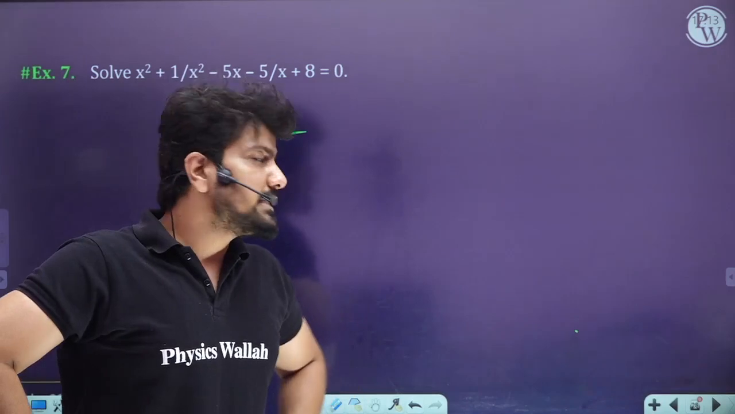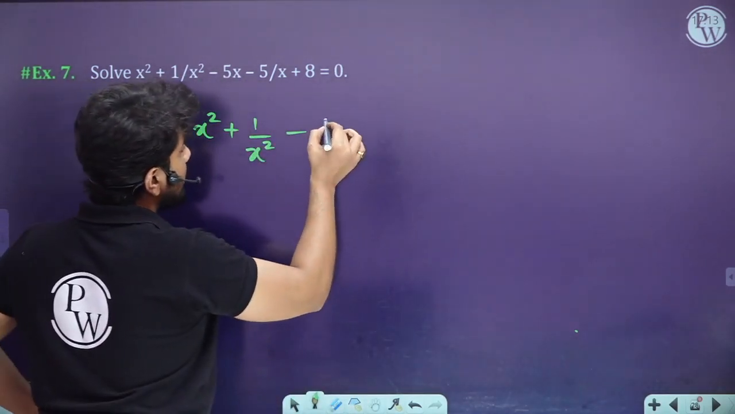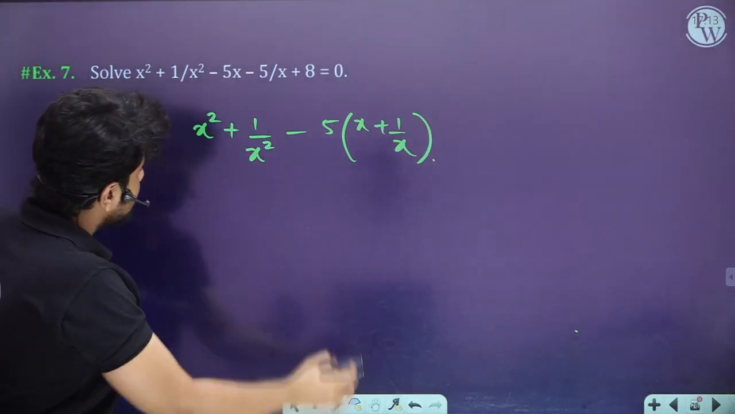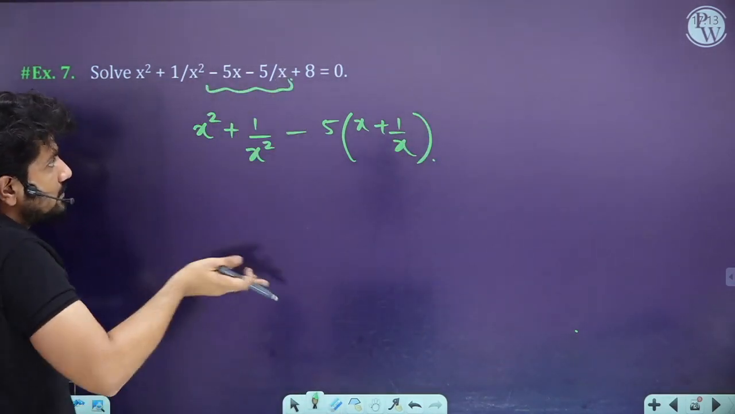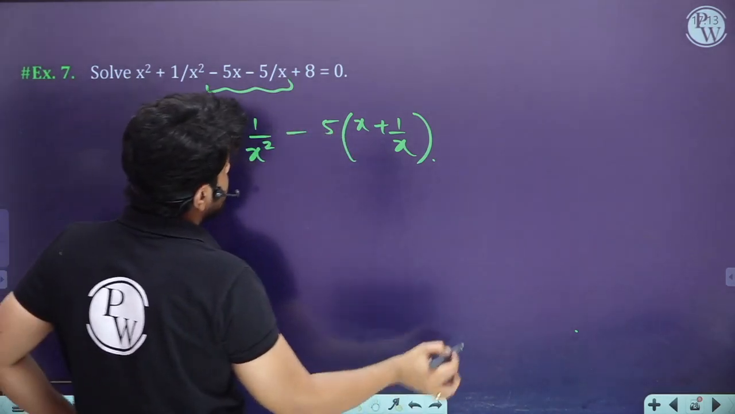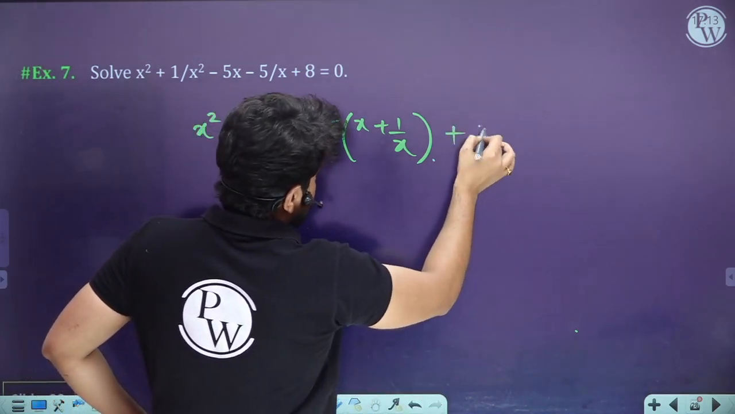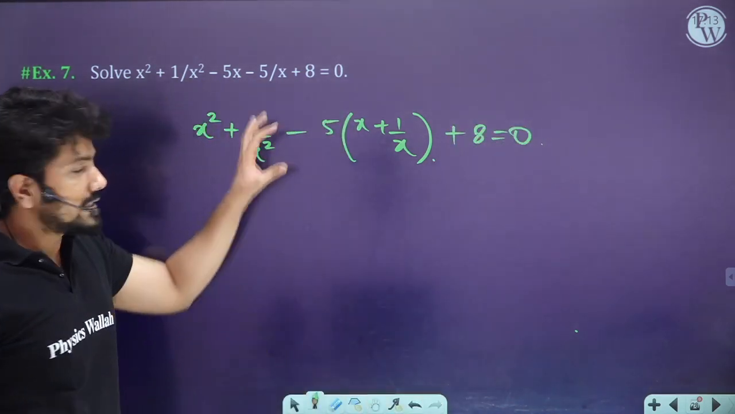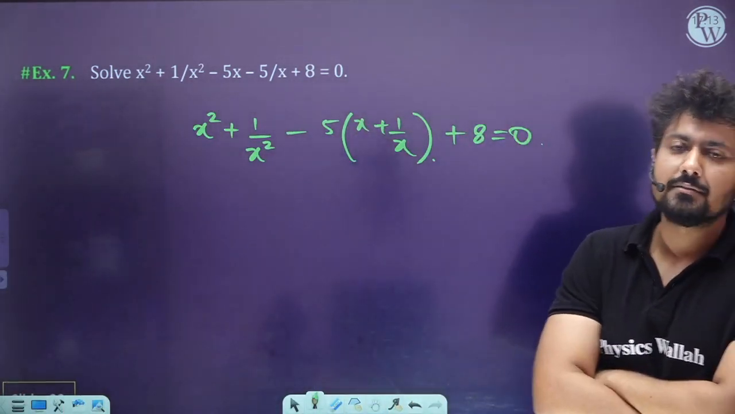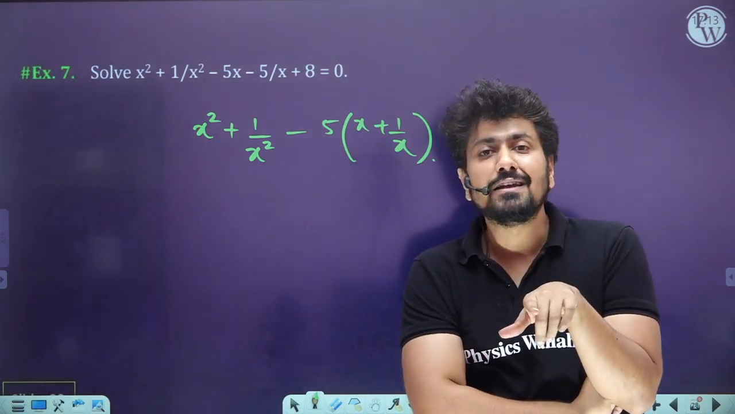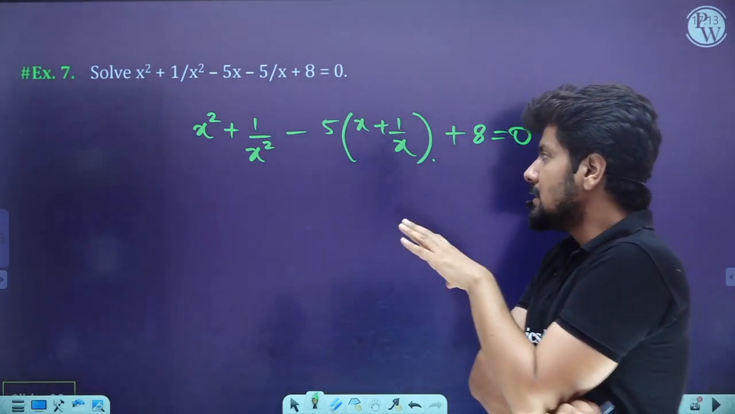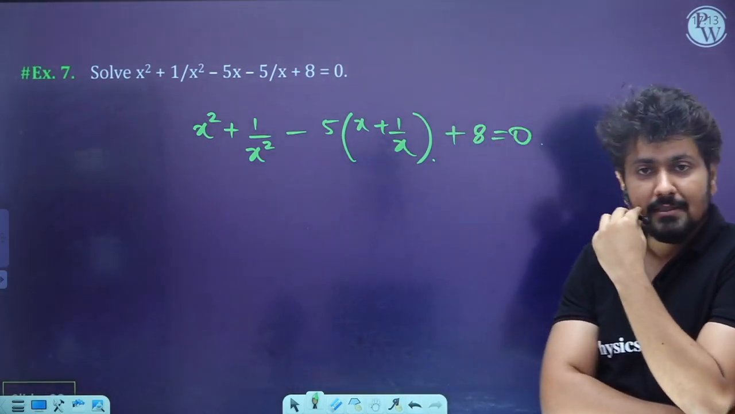If we take minus 5 common from it, we get minus 5 times x plus 1 by x. If we take minus 5 common from these two terms, I am going to get this one. Everybody clear? Plus 8 is equal to 0. Okay, this is the type of equation we have. Basically, I hope all of you understand what we need to do in this equation. What are we doing? We are finding the value of x. Okay, that's what we are doing here. What's the value of x in this equation?